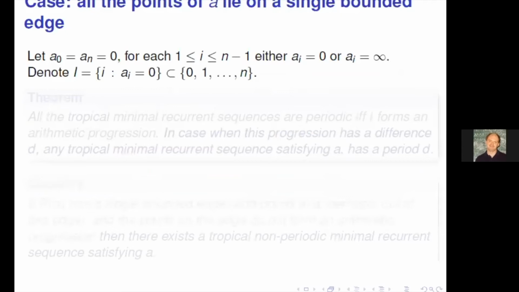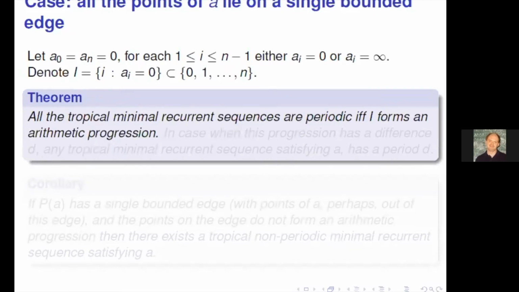Okay, and so we now consider several particular cases. The first particular case is the following. We are still in the situation when there is a single bounded edge, and now we assume that all points of A lie on this single edge. That means that the coordinates are always either 0 or infinity. Well, and we denote by I the set of all indices with the 0 coordinates.